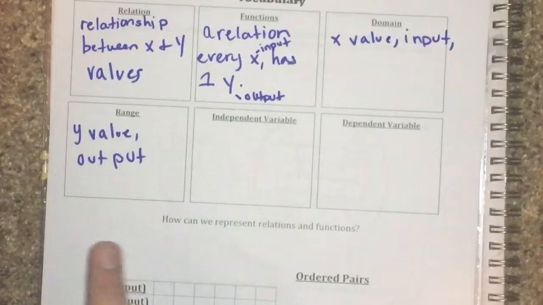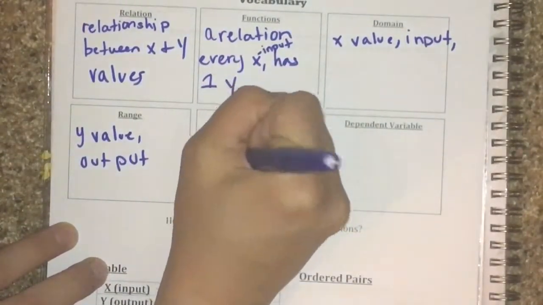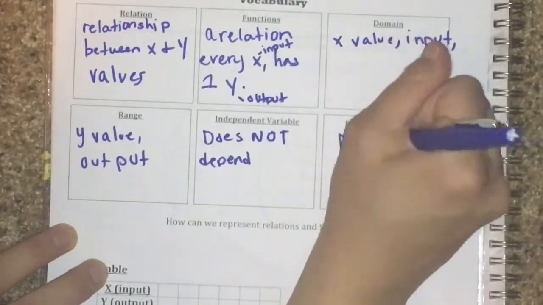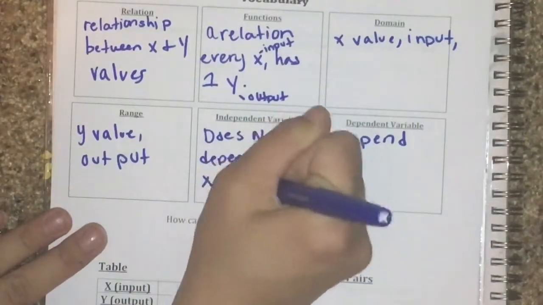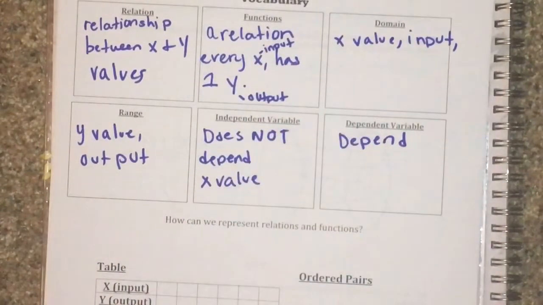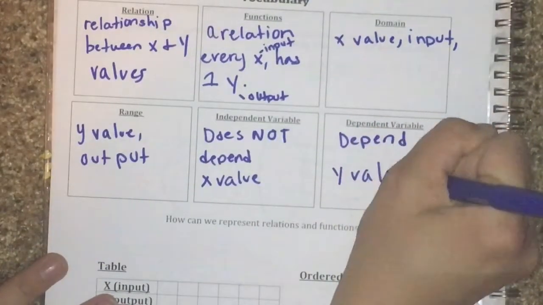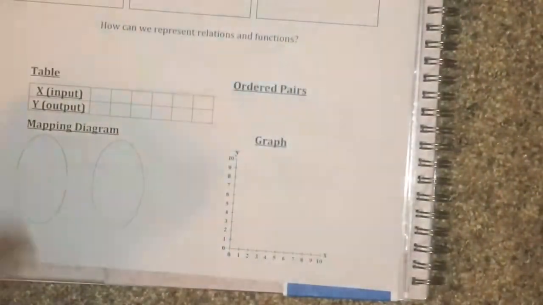An independent variable does not depend, whereas dependent does depend on another value. The domain, the x value, is always going to be our independent variable. That's the value that usually gets plugged in. Whereas our y value is going to be our dependent variable that is going to depend on what the x value is.